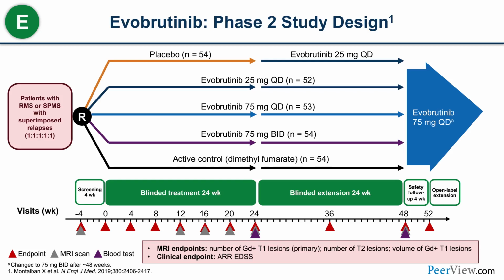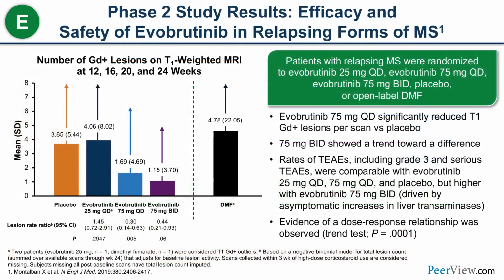As you can see, the endpoints that were evaluated included frequent MRIs as well as clinical endpoints, but the trial was really powered to assess the primary endpoint, which is typical for most phase 2 clinical trials of relapsing MS, the effect of Evobrutinib on gadolinium-enhancing lesions. When we look at the primary endpoint of gadolinium-enhancing lesions, Evobrutinib at the higher doses did show an effect. Interestingly, Evobrutinib at 75 milligrams once a day, which is outlined in the blue bar here, significantly showed a reduction in T1 gadolinium-enhancing lesions.